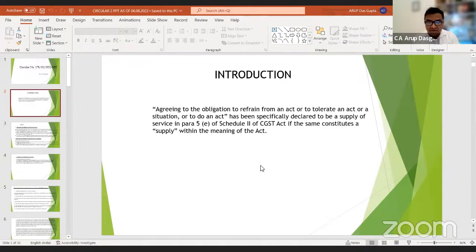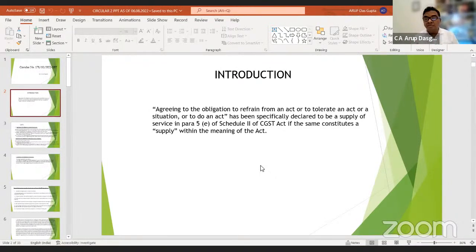When section 7 included this part, that schedule 2, whatever supplies are mentioned in schedule 2, there will be either supply of service or supply of goods. But from 1st February 2019, there is an amendment in this, and to that extent, it has been dissected. So supply has to fulfill the definition of supply first, and only then are we going to see whether it is a supply of goods or supply of services.